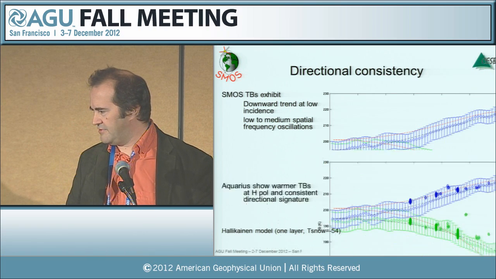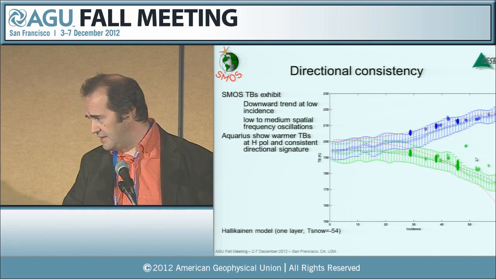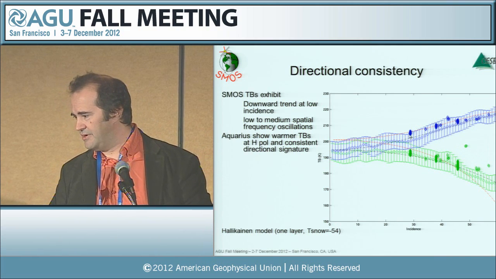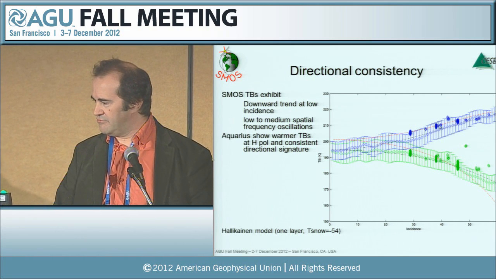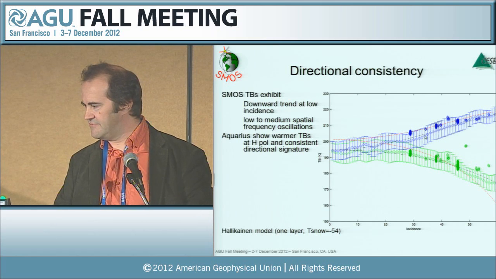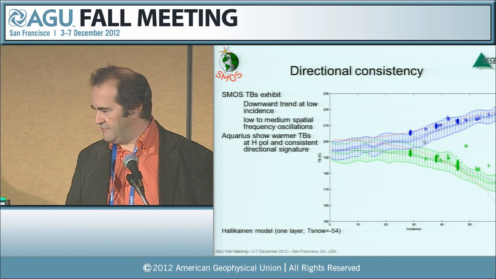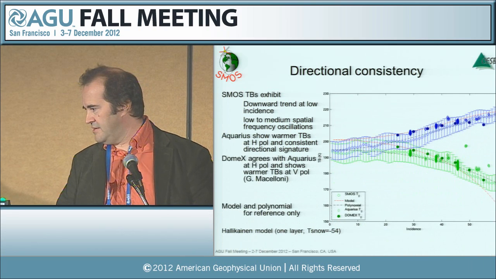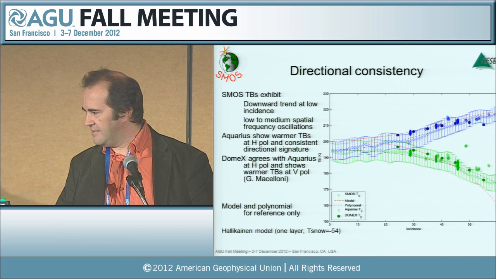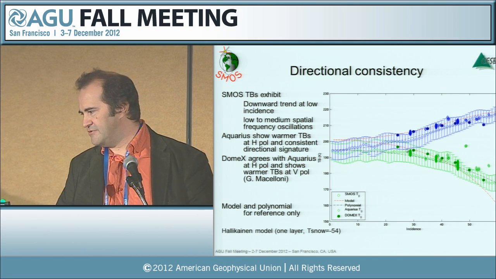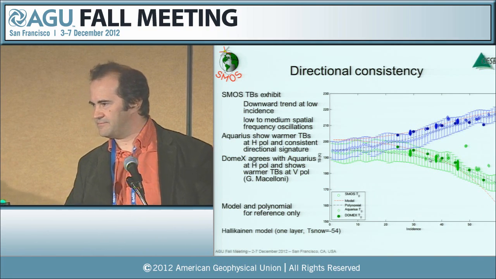We can add to this plot the Aquarius measurements that show, as I said before, slightly warmer TBs at H and V pole. But the directional signature, I would say, is fairly consistent with the one evidenced by SMOS. And we can add on-ground measurements that were made in 2010 by Giovanni Macelloni in the frame of the DOMEX experiment. We can see that it fits pretty well with the Aquarius measurements for H pole and is a bit warmer than Aquarius for V pole.